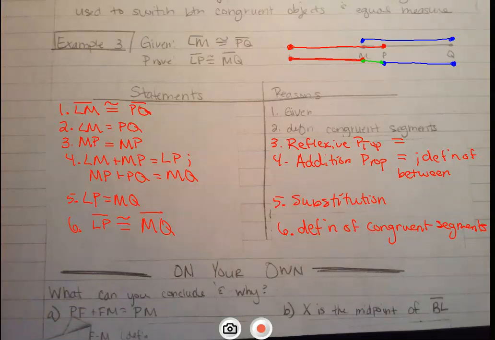Okay, so then on your own, you're not writing proofs for these. Just what can you conclude and why? So you're giving me a statement and the reason why. It's like one step of each proof. Can you do the givens? No. Good question. Nope, it can't be given. It has to be why.